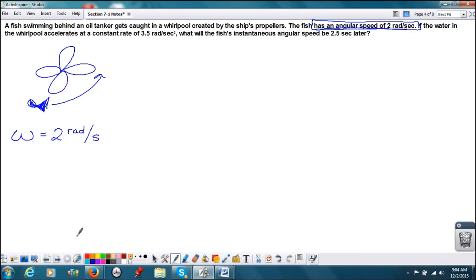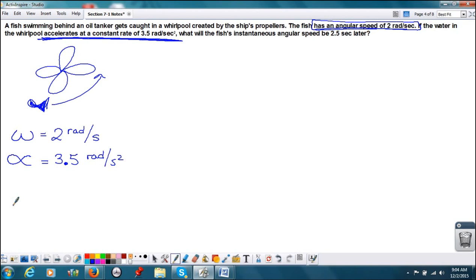Okay, then it says if the water in the whirlpool accelerates at a constant rate of 3.5 radians per second squared. So we've got an acceleration here, but again, it's an angular acceleration. Okay, so I can write down it is 3.5 radians per second squared, and it is an angular acceleration. So the Greek letter for angular acceleration is alpha. Okay, so we've got our angular acceleration.